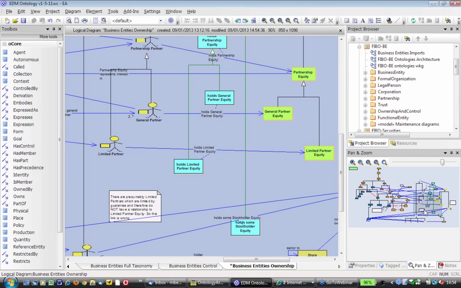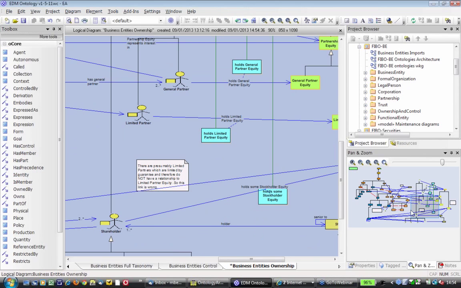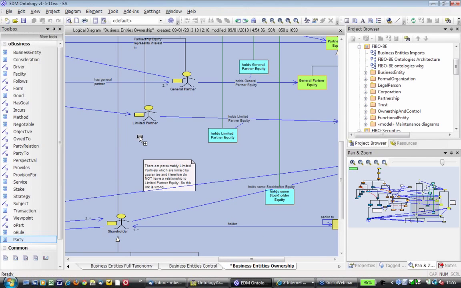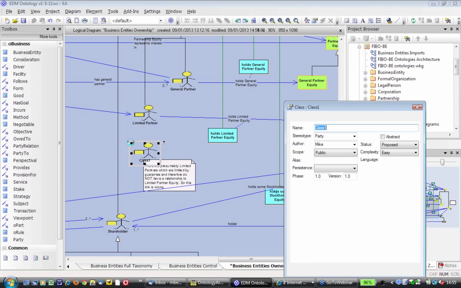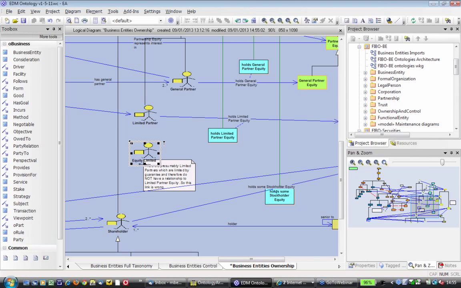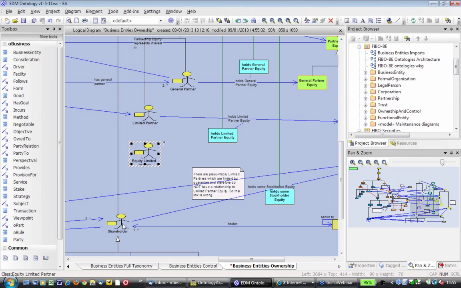Fantastic. So that was what I was hinting at. I've done it. Good. So this isn't true of all limited partners, it's true of limited partners that are themselves guarantors. So we can even put that in actually.